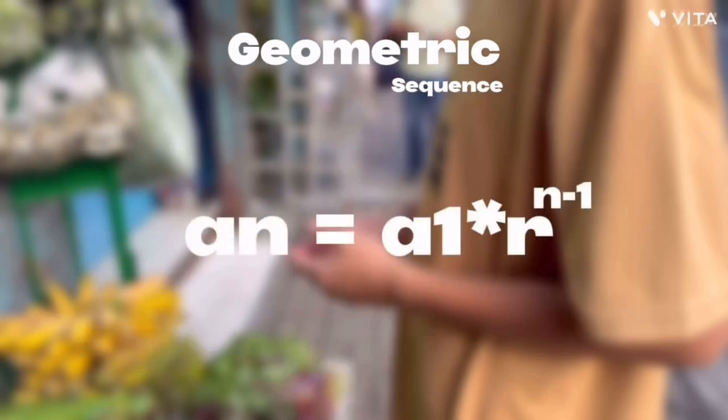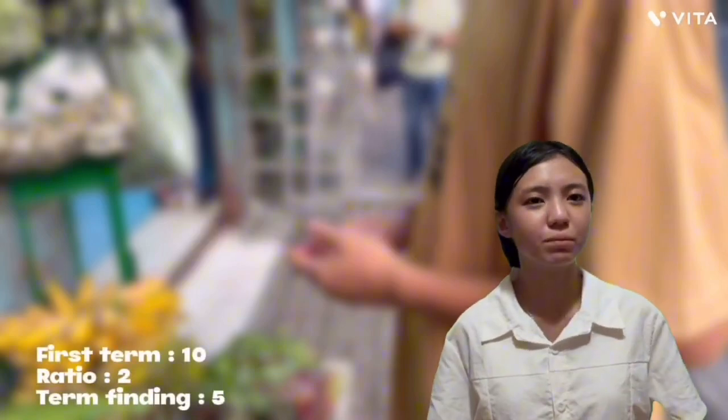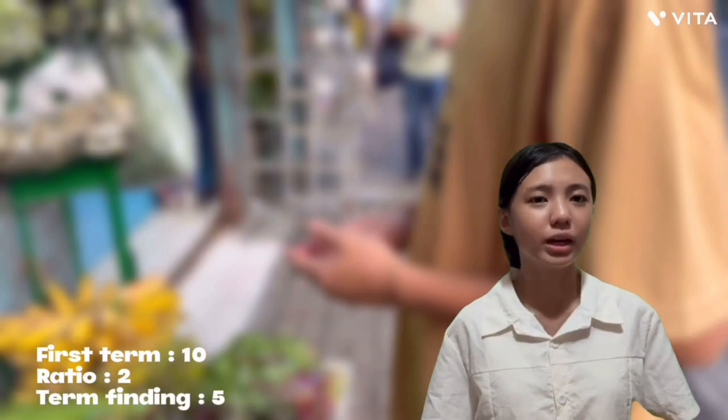But before we solve this, remember the formula. a sub n equals a sub 1 times r raised to n minus 1, where a sub n is the term we're looking for, a sub 1 is the first term, r is the common ratio, and n is the term number. Now that we understand what is geometric sequence and its formula, we can now go ahead and solve it.